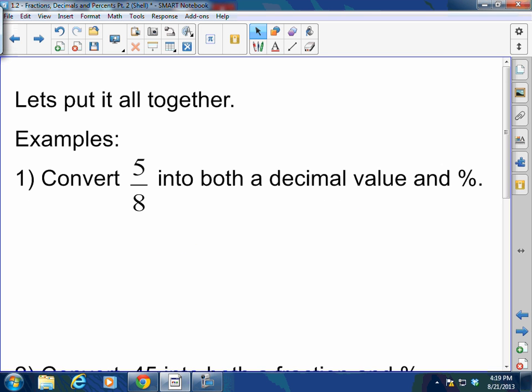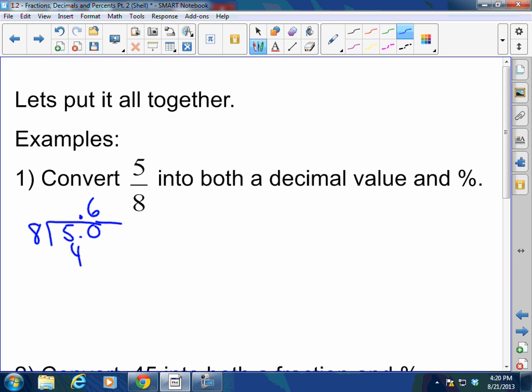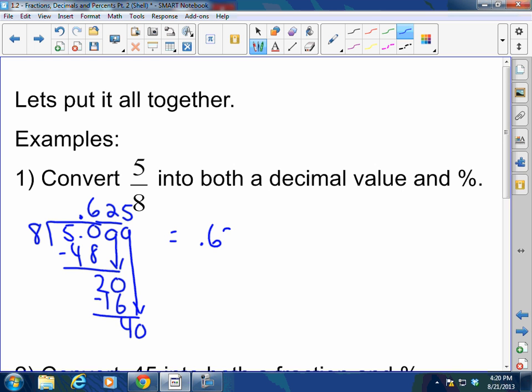Let's continue. Let's put it all together. Some examples. Let's convert 5/8 into both a decimal value and a percent. All right, 5/8. I'm going fraction to decimal, so I'm going to divide. 8 goes into 5. Bring up the decimal. 8 goes into 50 6 times, which is 48. I got a 2. Bring that 2 down. 8 goes into 20 2 times, which is 16. That's a 4. Bring down that 0. And 8 goes into 40 5 times. So that's going to equal 0.625. That's the decimal part.